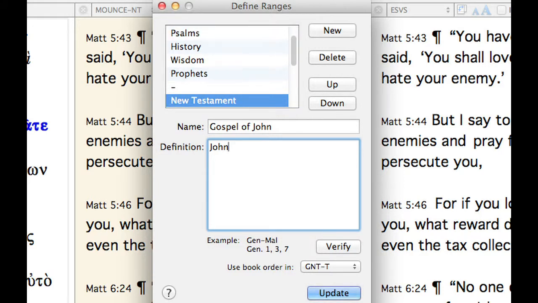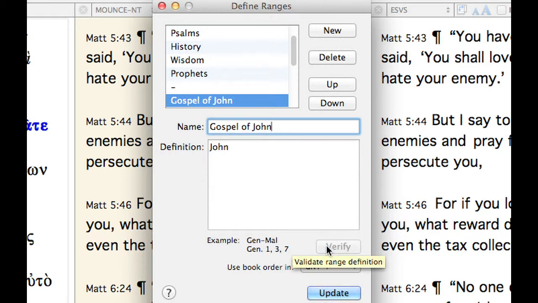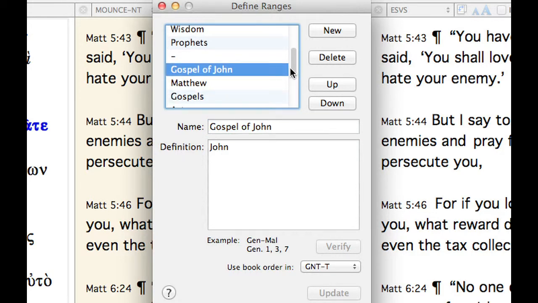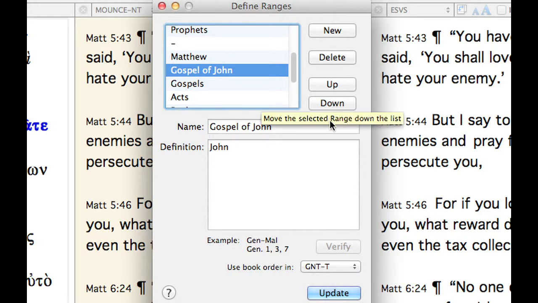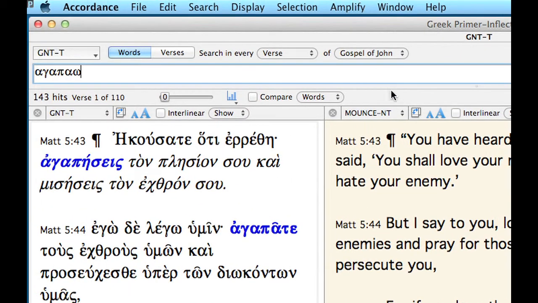You could, if you wanted, click verify to make sure you spelled it right. That's kind of handy if you're doing a range of chapters or a range of verses and you want to make sure you got it just right. But anyway, go ahead and click update. And then I like to keep these search ranges in a logical order. So I would take this option and I would click the down arrow. So it's Matthew, John, Gospels. Again, you can do it any way you want. Click the update and then the red button to make it go away. Now you notice that we're only going to search in the Gospel of John.